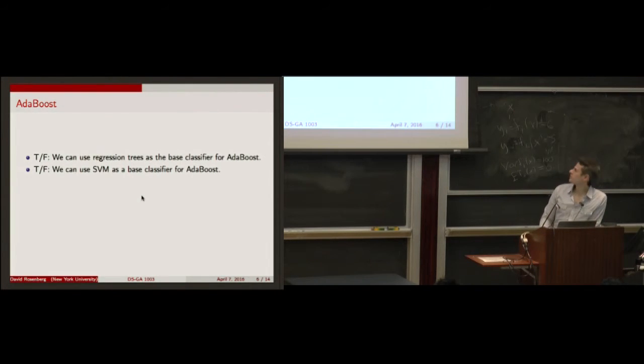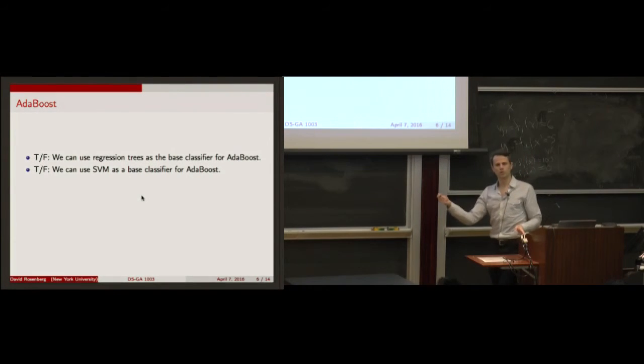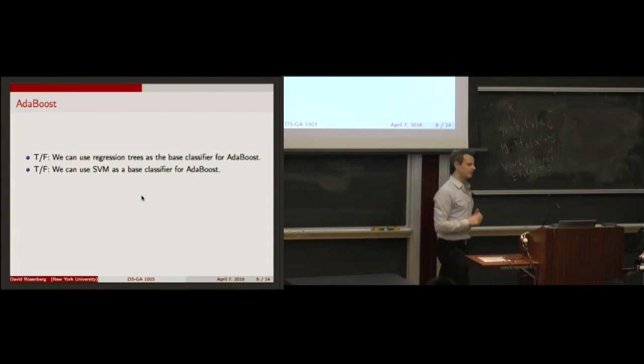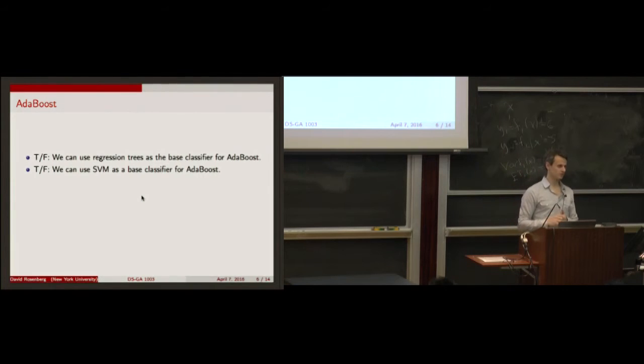We can use SVM as a base classifier for AdaBoost. True, false. True, maybe. How would we use an SVM for a base classifier? Take the sign. Right, because the SVM naturally returns a score, a real number, and then take the sign. Yeah, if you want to be really careful, sign of 0 is 0 traditionally. So you've got to make sure you map the 0 to something. But yeah, this is good.